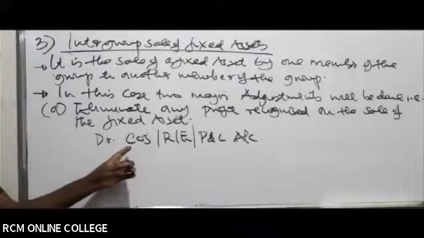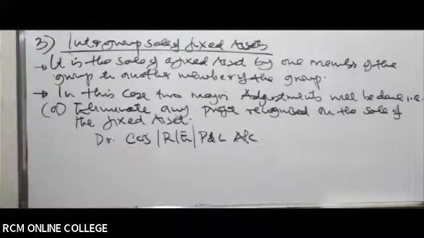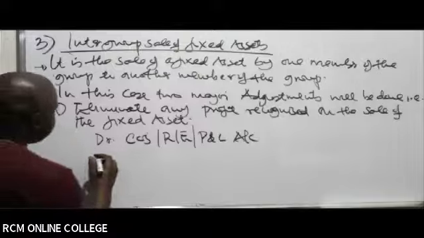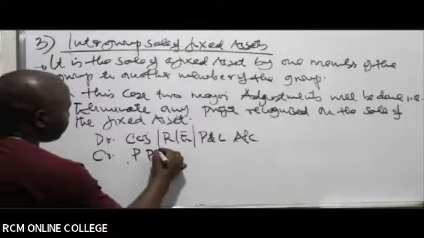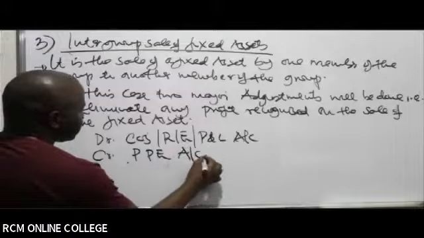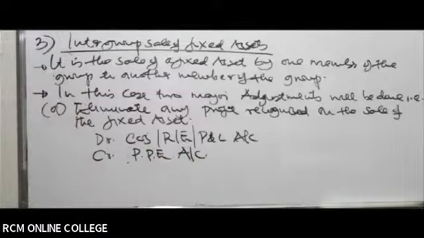it by putting it in what? In the cost of sales expense. So you will in this case eliminate that profit. You put it in the cost of sales or expense account. Then you credit the property, plant, and equipment account.